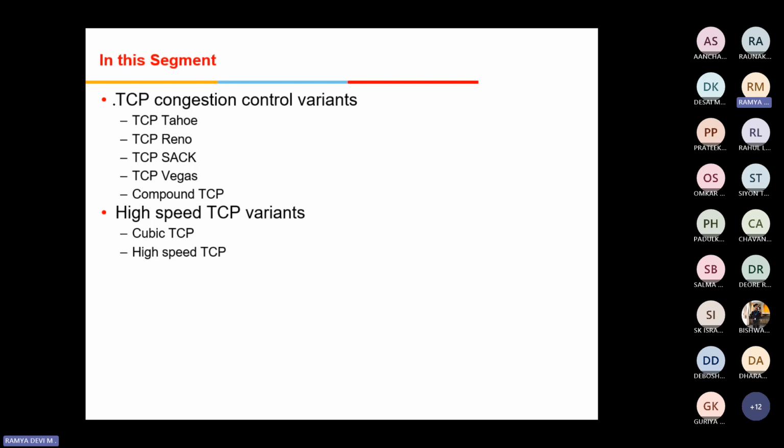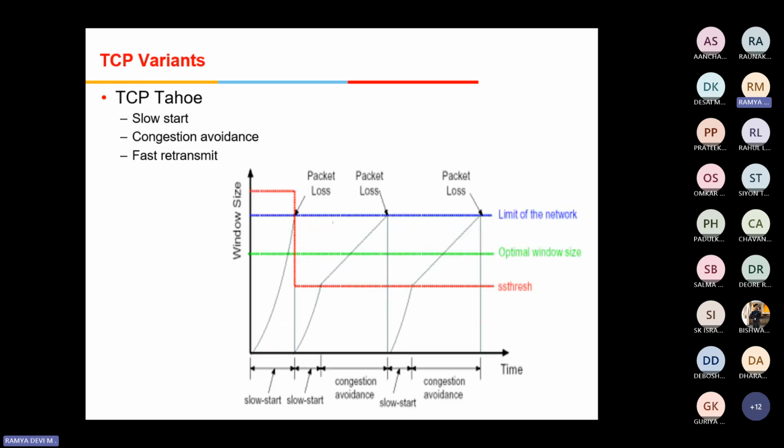In this class, we'll see TCP congestion control variants like Tahoe, Reno, TCP Vegas, and Compound TCP. We'll also see high speed TCP variants, that is TCP and high speed TCP, providing high speed. That also we'll see in this class, right? Just a second. I'll start with TCP Tahoe.